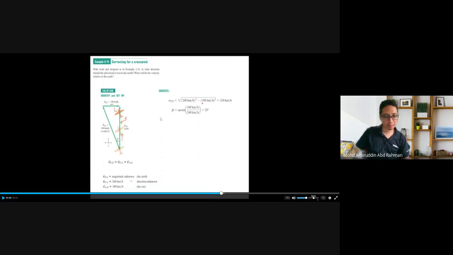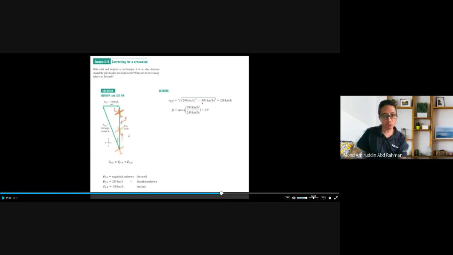Okay, so basically we know that VPE, assume that this is X and this is Y, right? VAE is Y, and then VPE is X, and VPE is Y, and VAE is X. So X squared plus Y squared and square root of that. So you square the VAE and add that with the square of VPE, and then take the square root of that, so you will obtain 240.